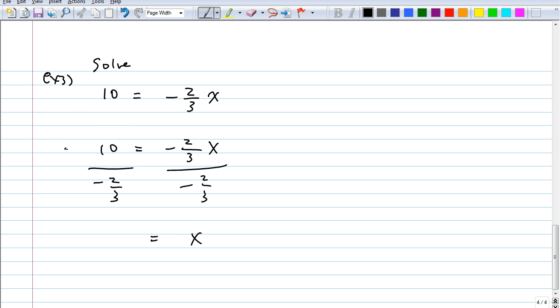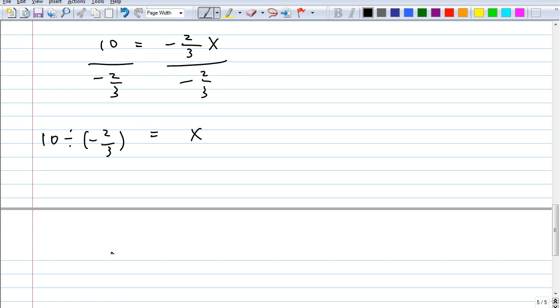Now, what does this mean? 10 over negative 2/3. Emma, what does it mean to have 10 over negative 2/3 there? Yeah, this means 10 divided by negative 2/3. And this is why we need the reciprocal. You guys remember the rules for division? What does it mean to really divide by a fraction?